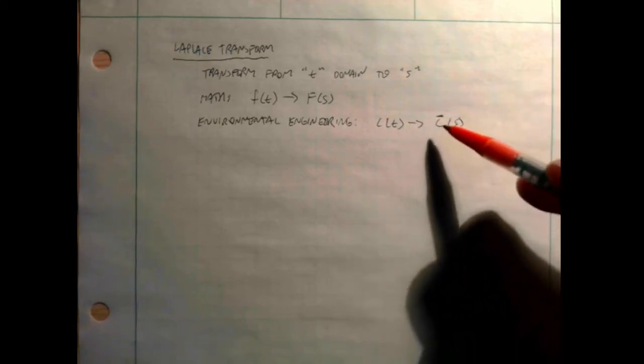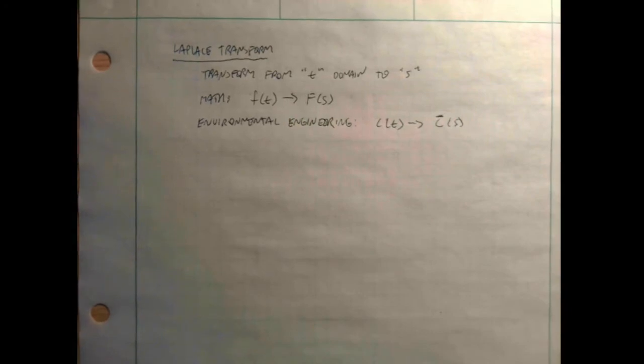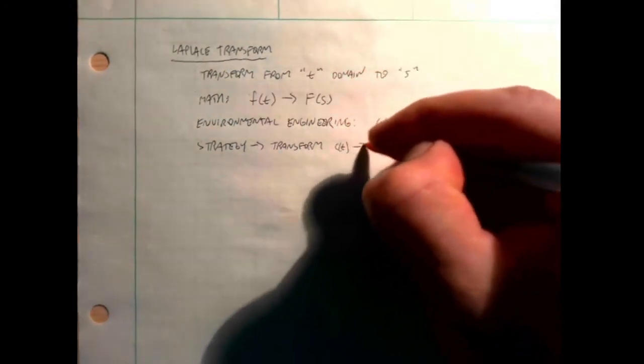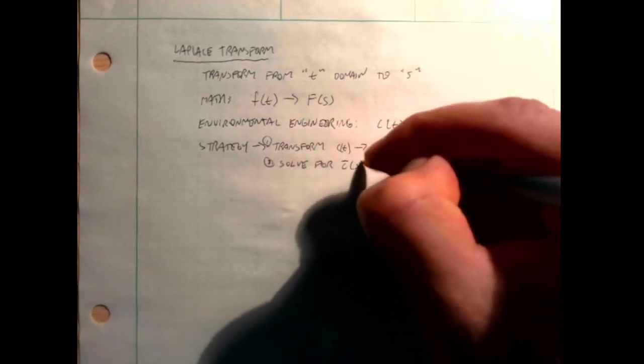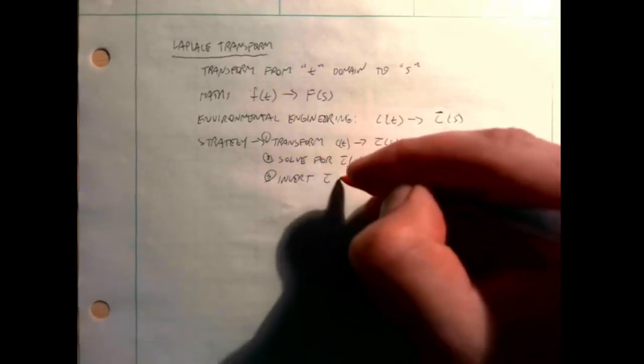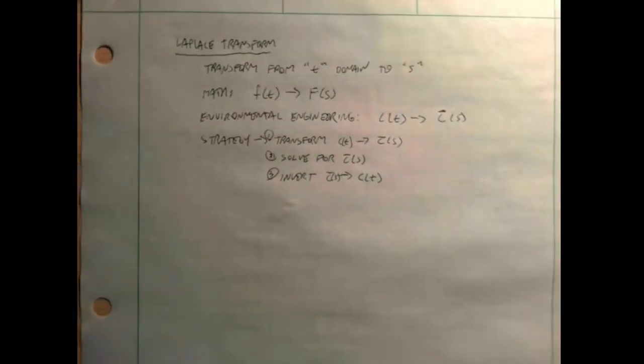Then we can solve that for c bar, and then we can turn it back into the t domain, and we don't actually have to do any sort of integration, or a lot of things that make differential equations kind of hard. So I'll just put quickly our strategy: transform c of t to c bar of s. That'll be the first step. Solve for c bar of s, and then invert. So then we have to do the inverse Laplace transform, c bar of s back to c of t. This is the basic idea.